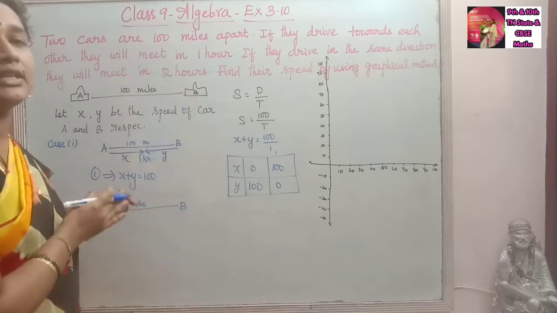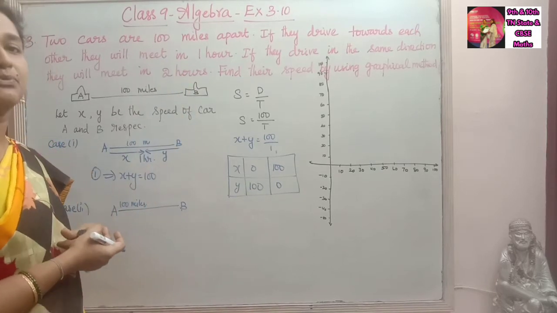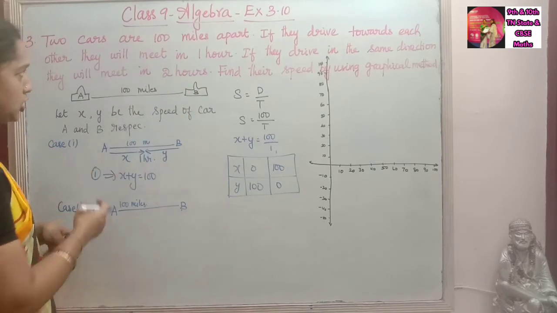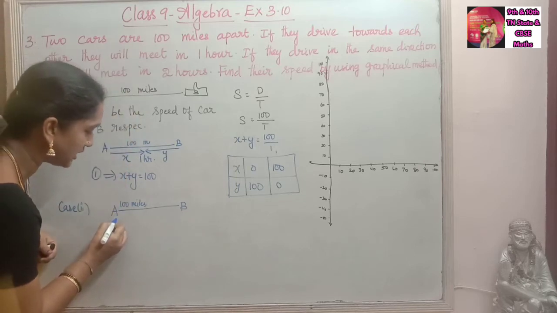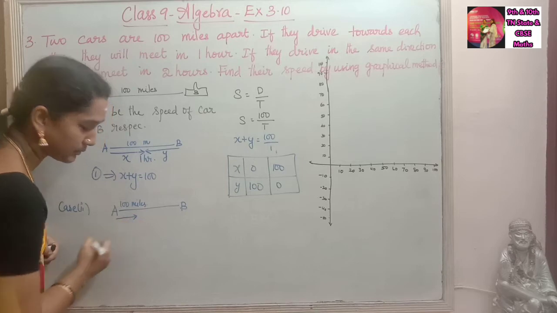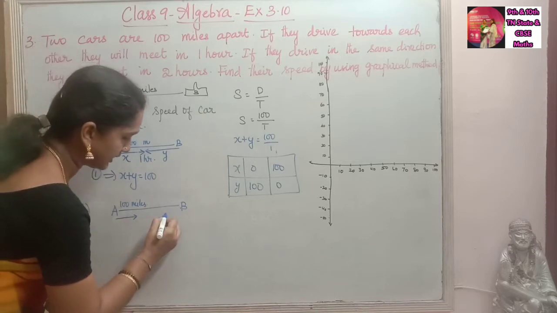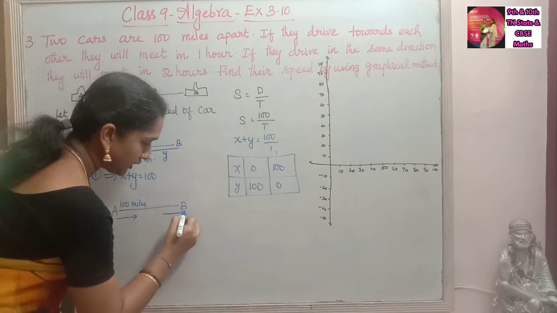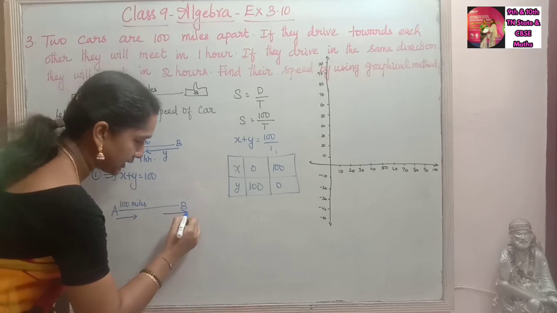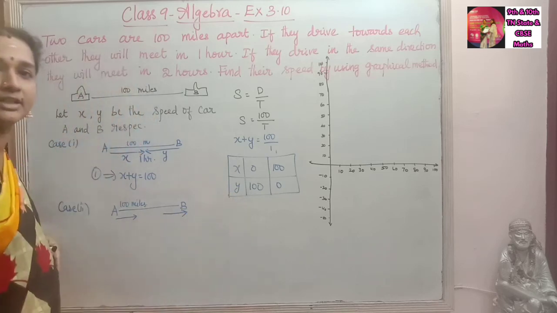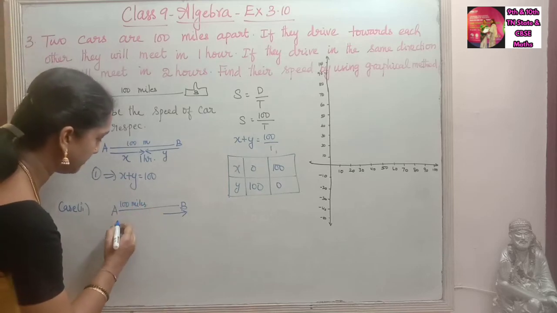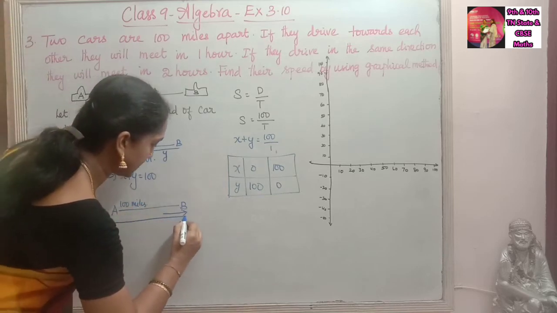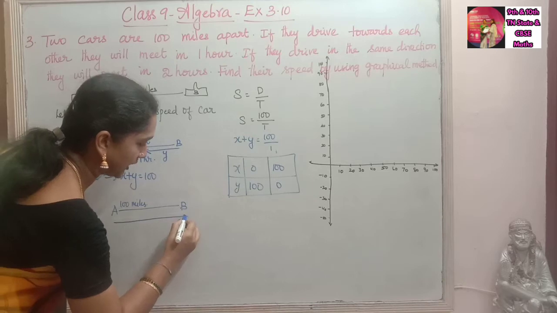If they drive in the same direction, they will meet in 2 hours. So same direction means B is coming here like this, and then A is coming here in this way, B is also coming in this way. So how will be the speed? The speed will be, if we take this X, this one as Y.